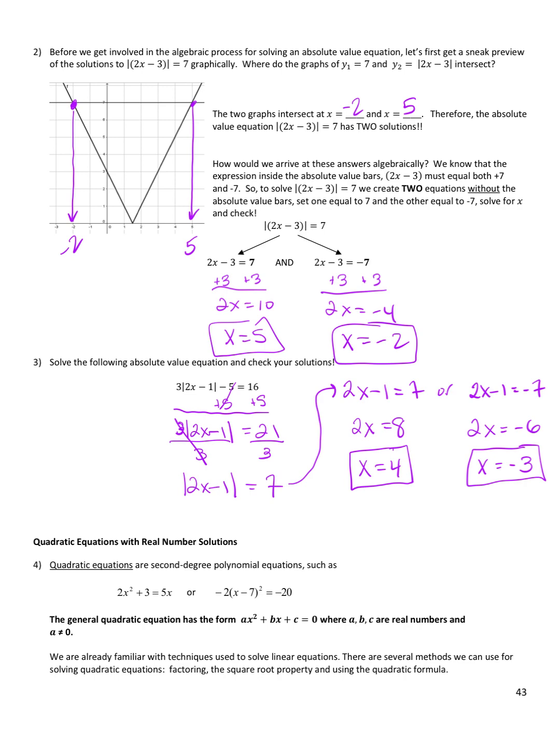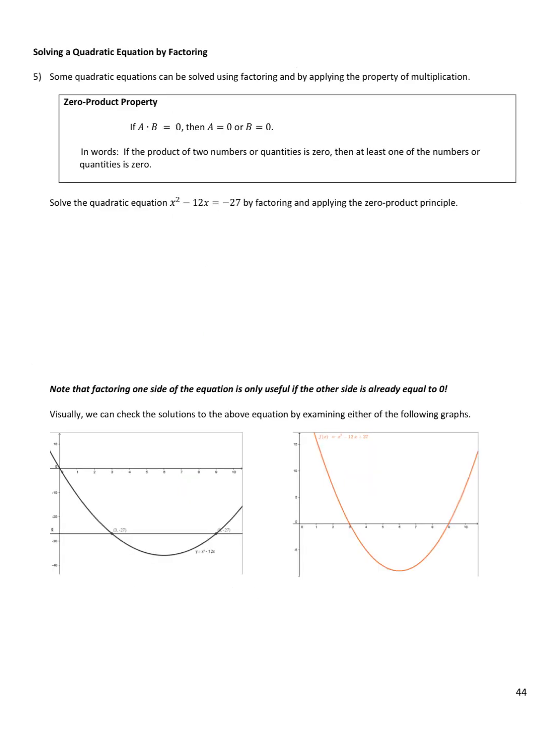There are several methods we can use for quadratics. We're going to look at 3 of them: factoring, the square root property, and using the quadratic formula. To solve by factoring, we make use of something called the zero product property, which says that if you have a multiplication problem, multiplying 2 things together, so that's called a product. The answer to a multiplication problem is a product. Each of the 2 things you're multiplying are called factors.